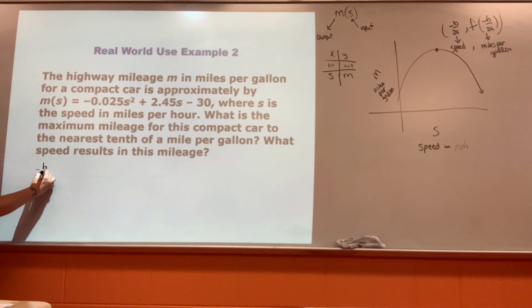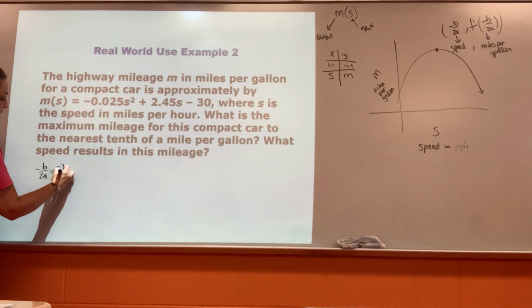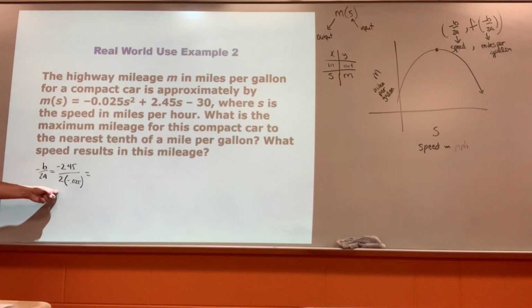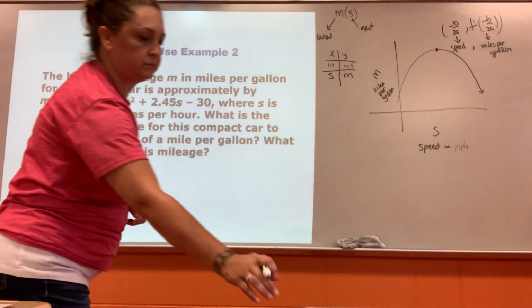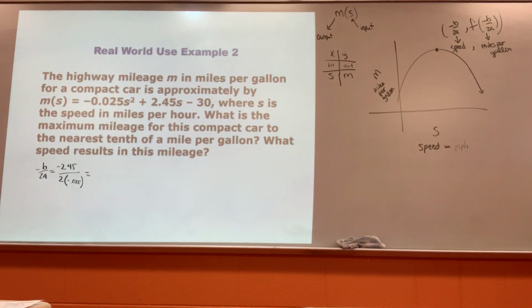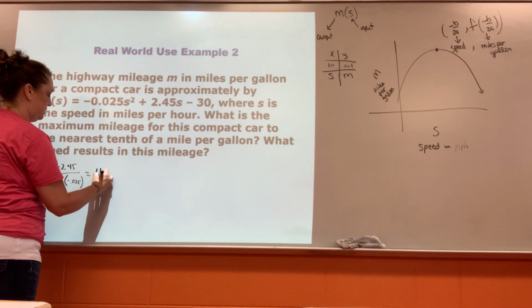Opposite b over 2a. That will be negative 2.45 over 2 times our a value of negative 0.025. A negative and a negative will make a positive. And when you calculate that, it rounds to about 49.